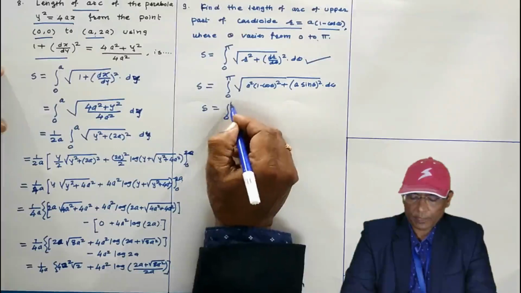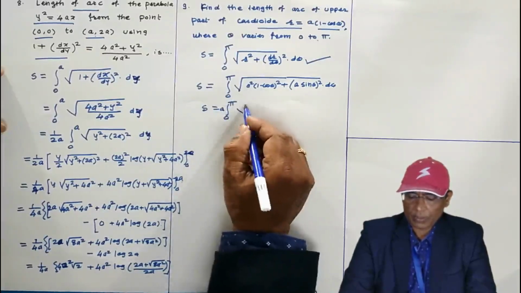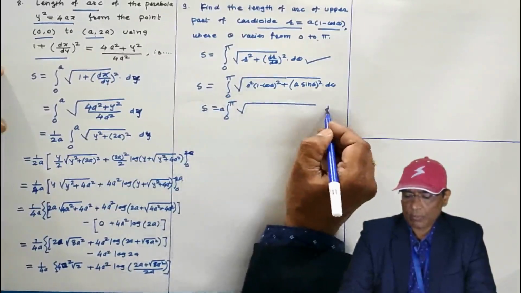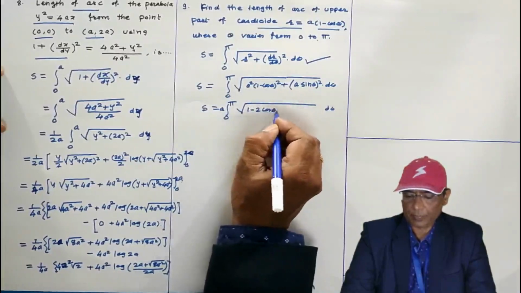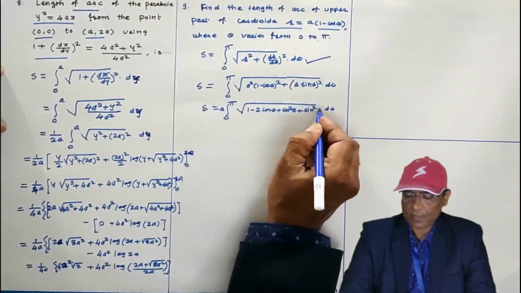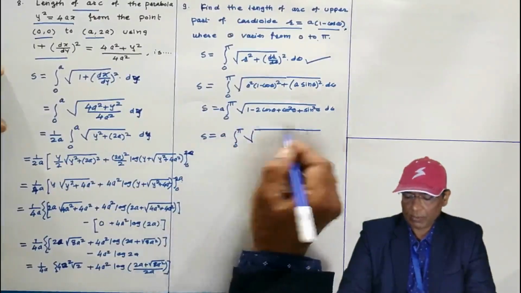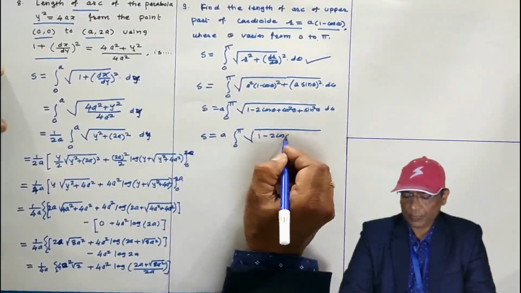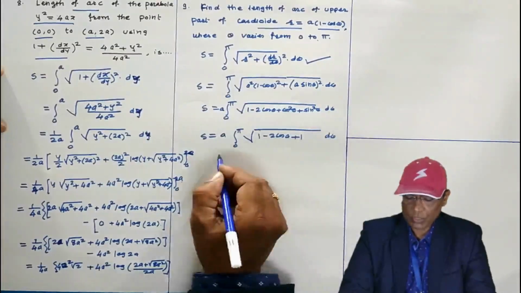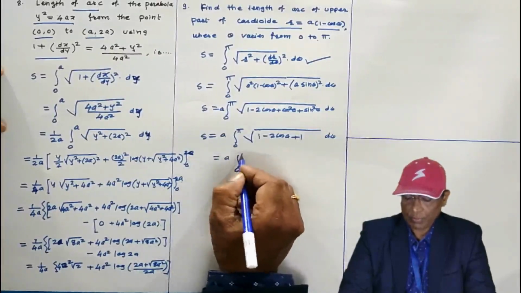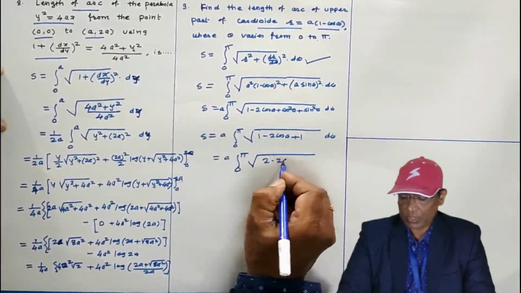Now from 0 to pi, I am taking a outside, it will be a, then under root of 1 minus cos theta whole square, like (a minus b) whole square, plus sin square theta as it is. The limits 0 to pi are as it is. Then 1 minus 2 cos theta, cos square theta plus sin square theta is 1, then 1 plus 1 is 2. From 0 to pi, under root 2 minus 2 cos theta.